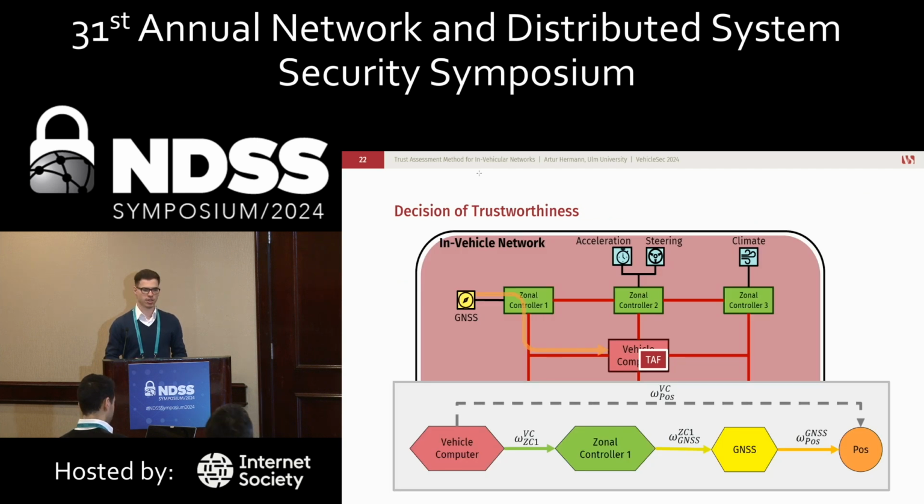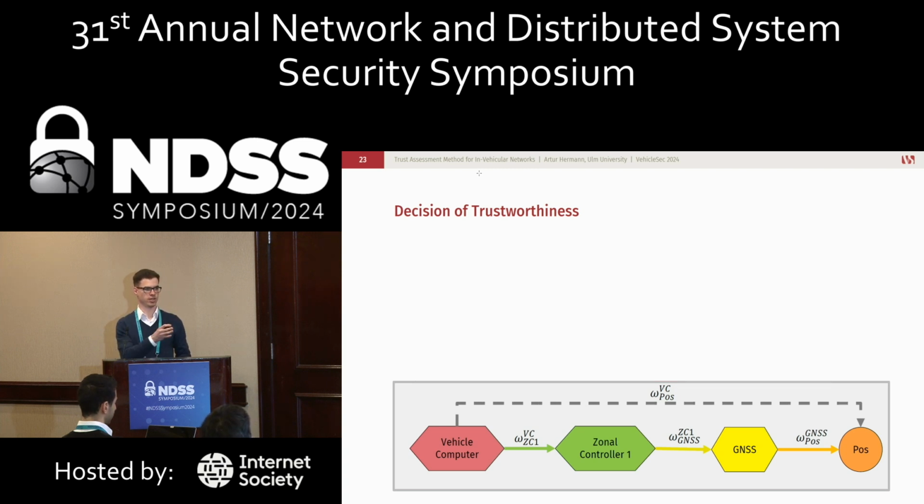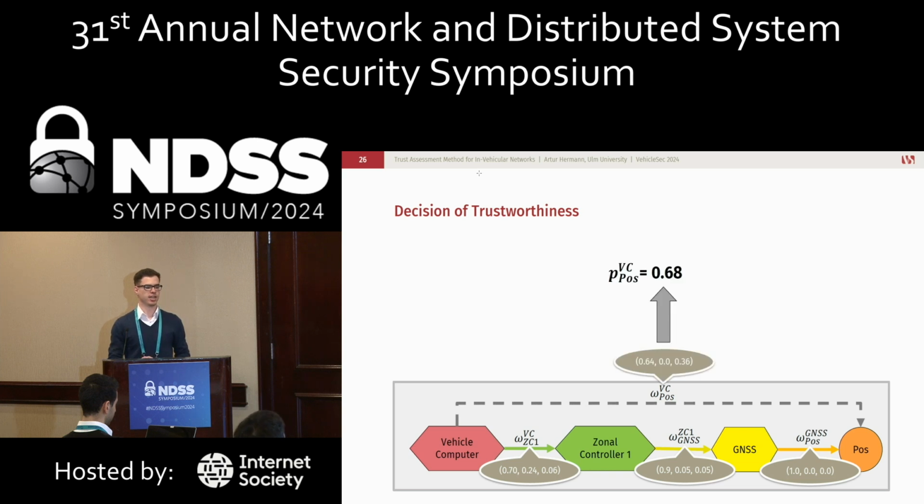I want to go now back to the slide which I showed at the beginning of the presentation. And the question: is the position now trustworthy? For this, we only need these trust dependencies we showed at the beginning. The first opinion is the one we just calculated. The other ones could be calculated by similar approaches. Based on these three opinions, we can now calculate the trust opinion from the vehicle computer to the position, and based on that, we can derive a probabilistic value.